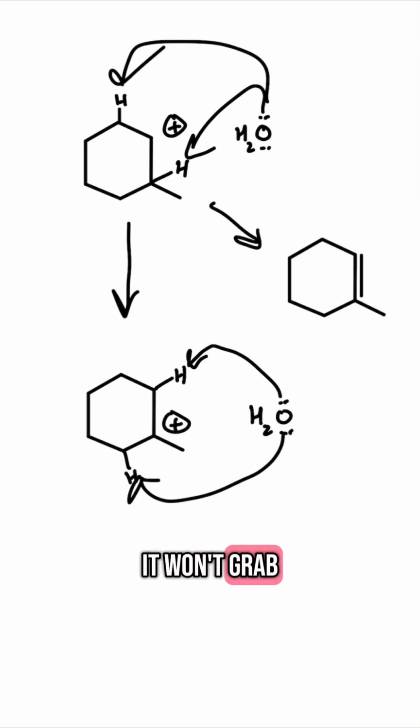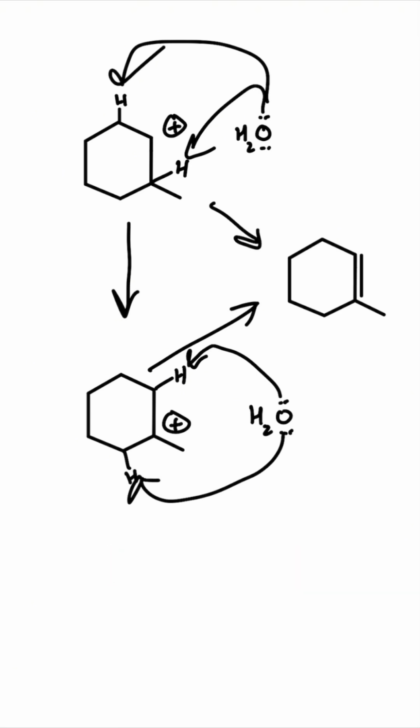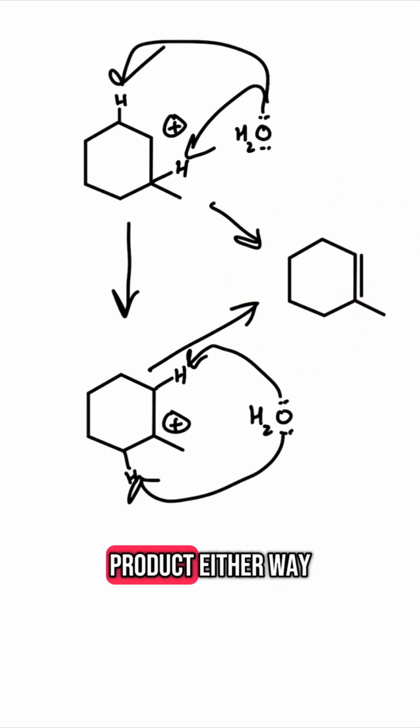And the reason it won't grab the proton right here is again because of Zaitsev's rule. You want the most substituted alkene, which is more stable. And so, again, we still arrive at the same product right here, this cyclohexene substituted off the tertiary carbon. But it's important, and while you would have gotten to the right product either way, as long as you followed Zaitsev's rule, it's important to understand that carbocation rearrangements can and will happen.